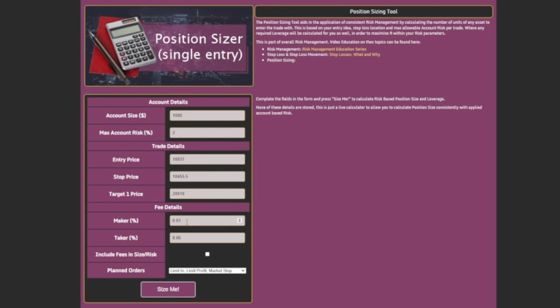Maker fees, for anyone who's not aware, are the limit order fees, and taker fees are the market order fees. So the planned orders that I usually go for is a limit in, a limit profit and a market stop. That's my default for the order. I want price to come to me when I'm trying to get in based on my setup. I want the profit to be triggered once price gets to a certain point, and I want to just get out as quickly as possible once my stop is triggered. So a market stop is what I prefer for that.